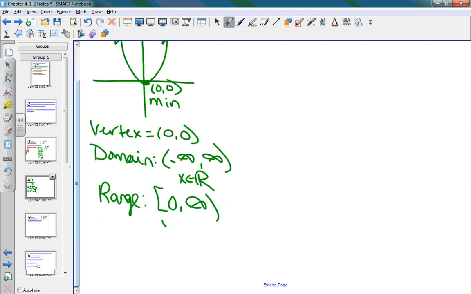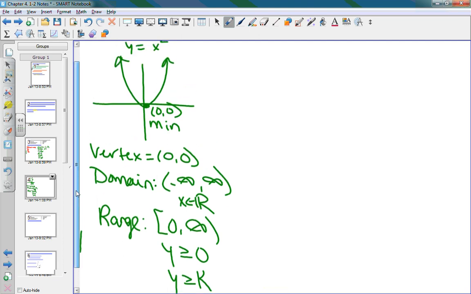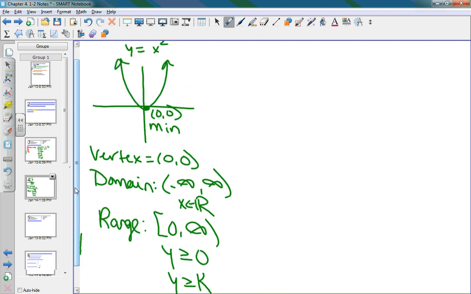Another way to write this is that y is greater than or equal to 0. What is 0? 0 happens to be the y coordinate, which is the actual k value. So y is greater than or equal to k. Do we understand that? That is all for when I have x squared, meaning I have a minimum value.